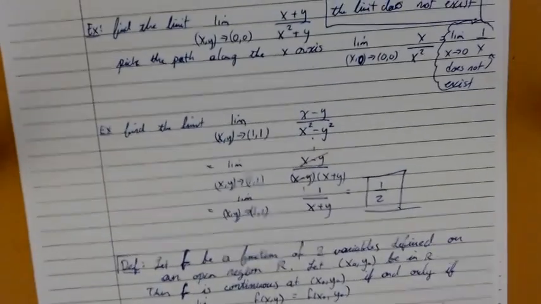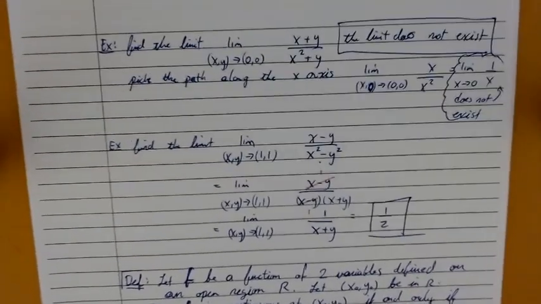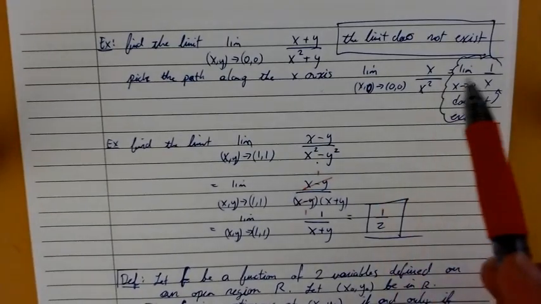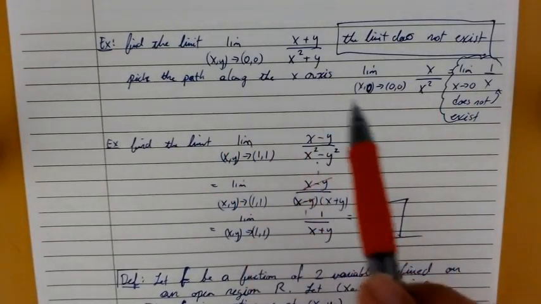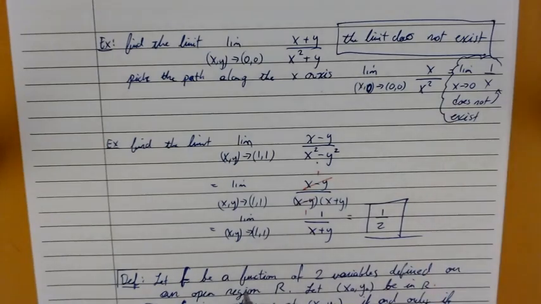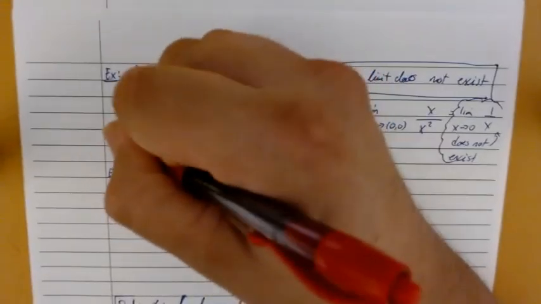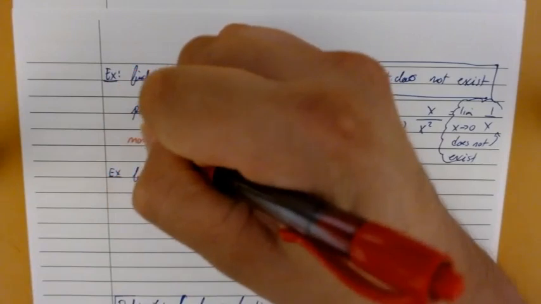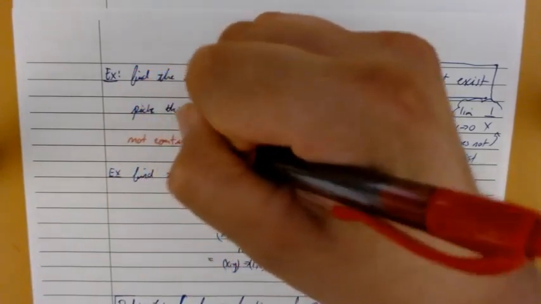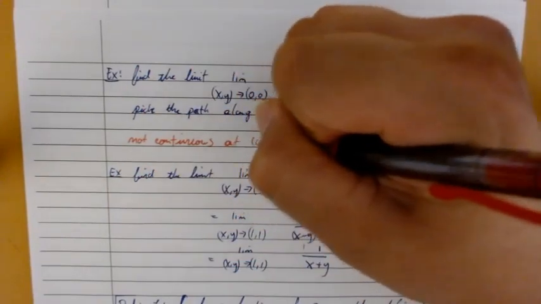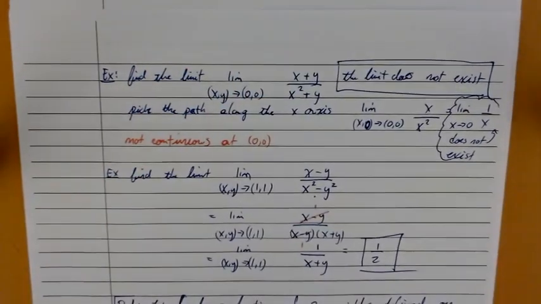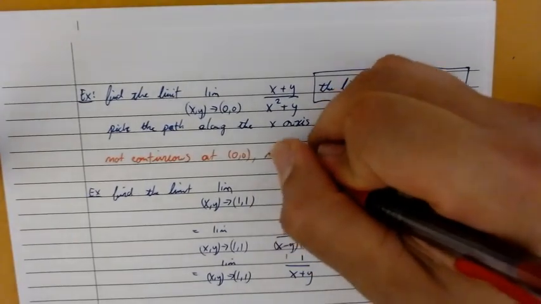Okay, let's see. 1, 2, 3. Okay. And then over here we have these two other ones. What do you think? What's this one? Well, the limit does not exist, so you can't plug it in, nor can you fix it so that you can plug it in. Okay, so this is not continuous at 0, 0. And not only is it not continuous, it's a non-removable discontinuity.